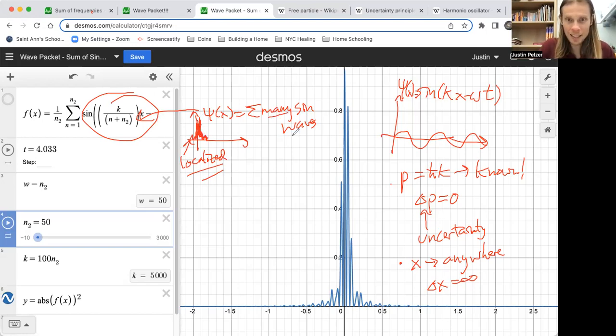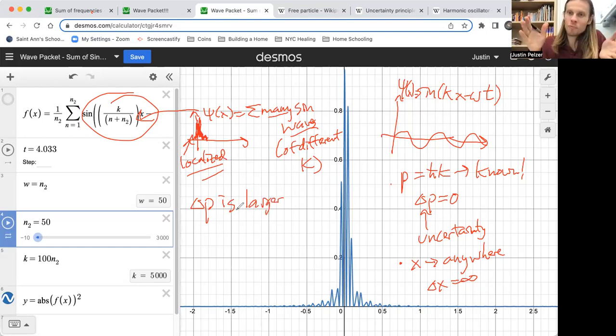But if I added many sine waves of different k values, then the momentum is more unknown. Delta p is larger. Delta p being the uncertainty, the breadth of the values of k that I used. So you can think about it as if I graph p as a function of k, or if I plotted all the values of k, there's a lot of them. So I'll just put it like this. Delta p is larger. It's more unknown.